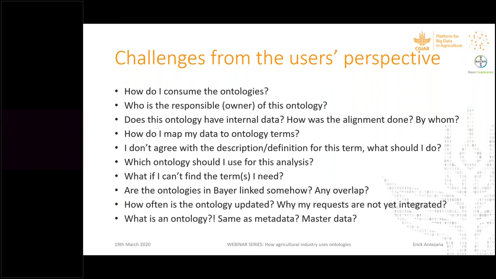It's also important to keep in mind who is responsible for the ontology. There has to be a name behind it. Does this ontology have internal data? How is it aligned with other ones? Who is behind it? How do I map my data with ontology terms? I mean, there is a long list. I'm not going to go through all of them, but I just wanted to compile that there are challenges around the introduction of these kinds of things.